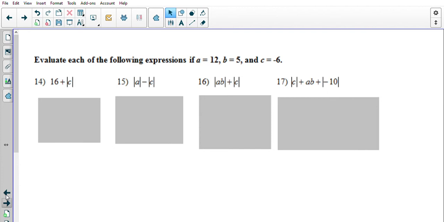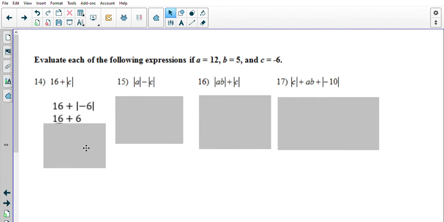So the very first thing I do in number 14, it says 16 plus absolute value of c, is I replace c with what it's equal to, which is negative 6. So I do that first. I don't try to do any of the work yet. 16 plus absolute value of negative 6. Now, do absolute value first because remember it is a grouping symbol in the order of operations. Absolute value of negative 6 is 6. We're going to do 16 plus 6 to get our final solution. That will be 22.